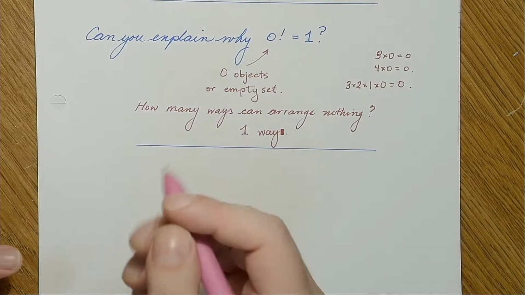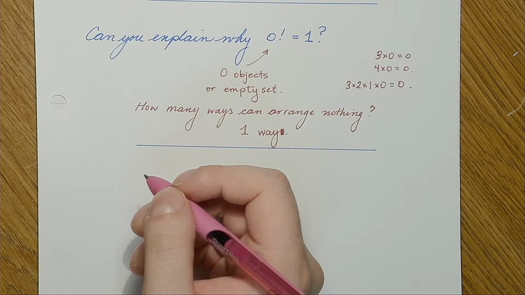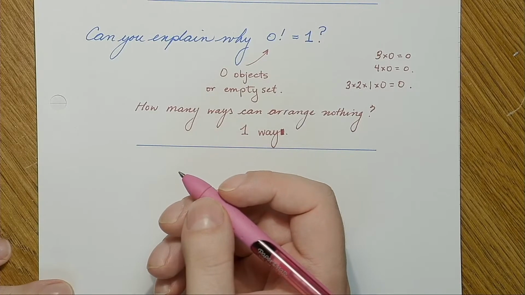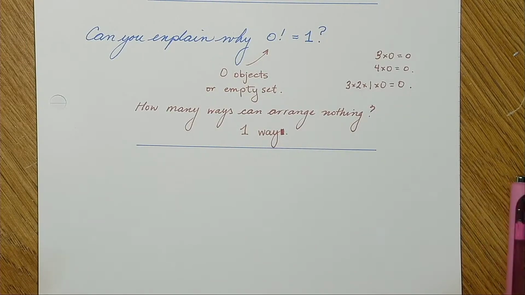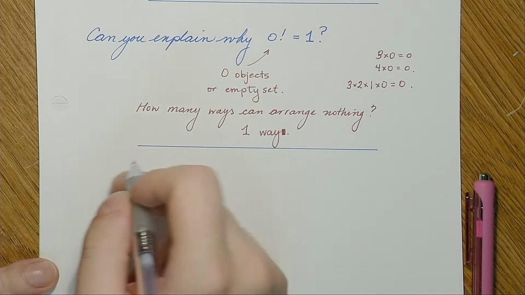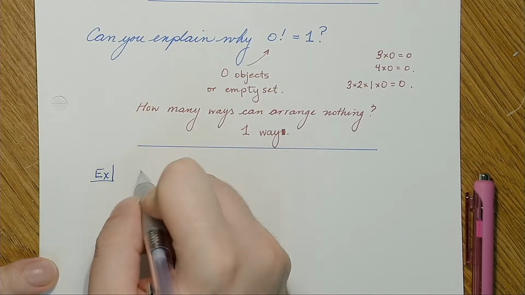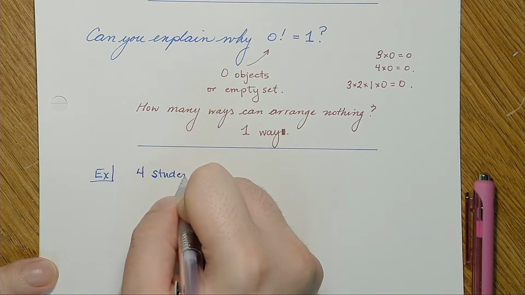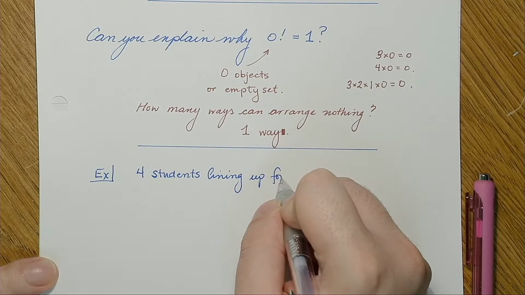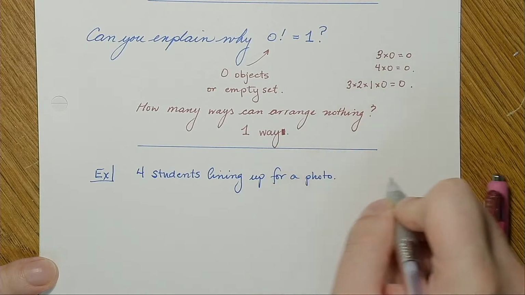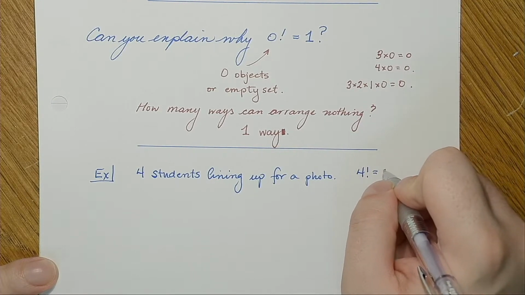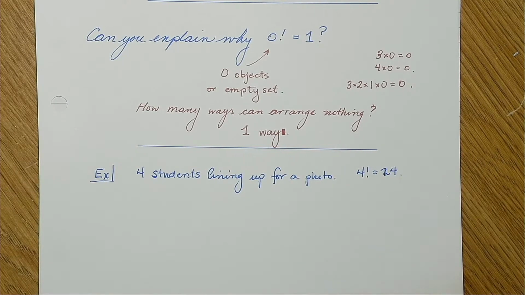So that was one of the questions we needed to do. Okay, now if we go back to the example of the 4 students lining up for a photo, that means we have 4 factorial, which is 24, right? That was what we had done previously.